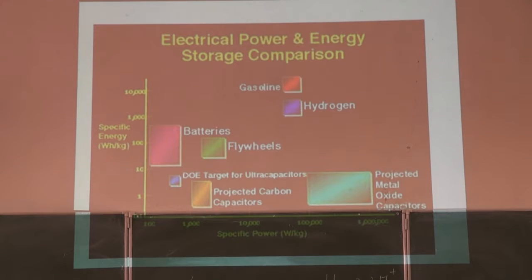Oh, this one. Yeah. This is an important slide. So if you look at this axis, what is this? This is the energy axis, right? Watt hour per kilogram. That's the energy.